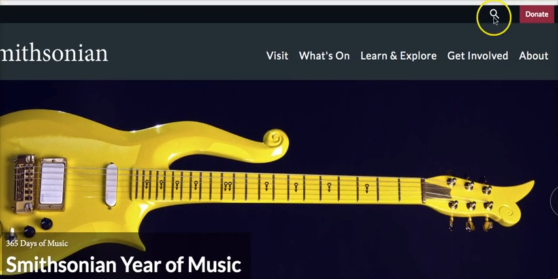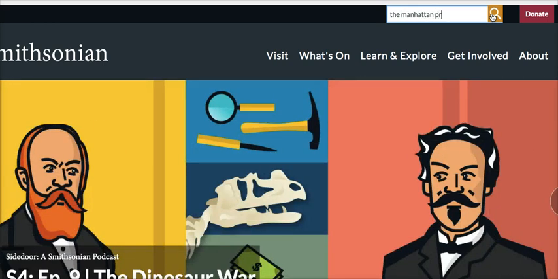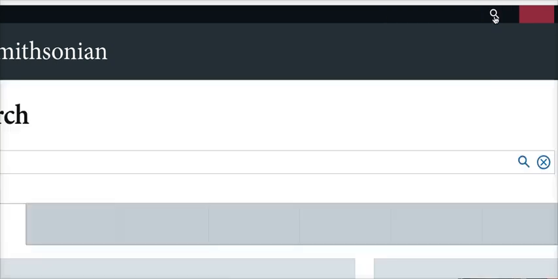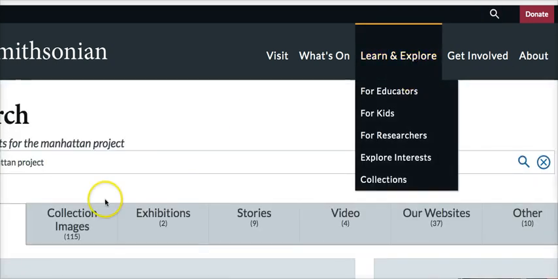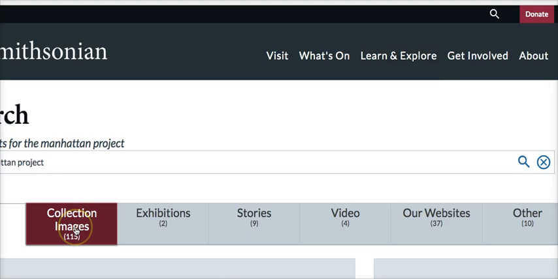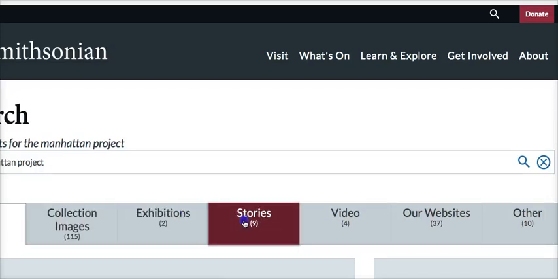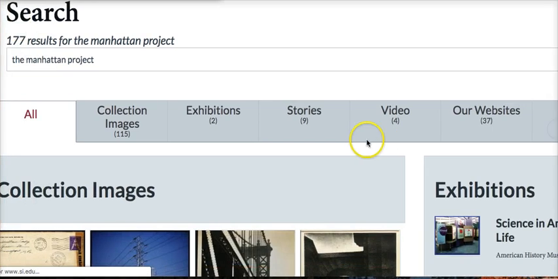So I'm going to go to the Smithsonian, then I'm going to go to this little magnifying glass up here, and I'm going to type in the Manhattan Project, and I'm going to click the magnifying glass again, which sets us on our search. And it tells you at the top, okay, images. I do want images, but right now I'm looking more for things that are text, things to read. They have some exhibitions, they have stories. So I'm going to click on stories and see what comes up.